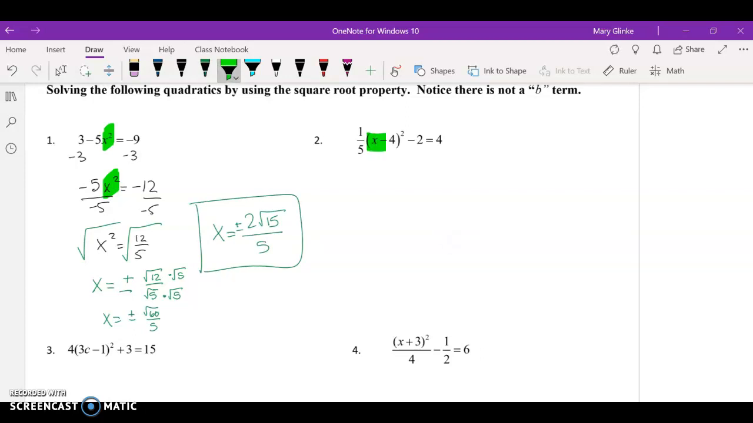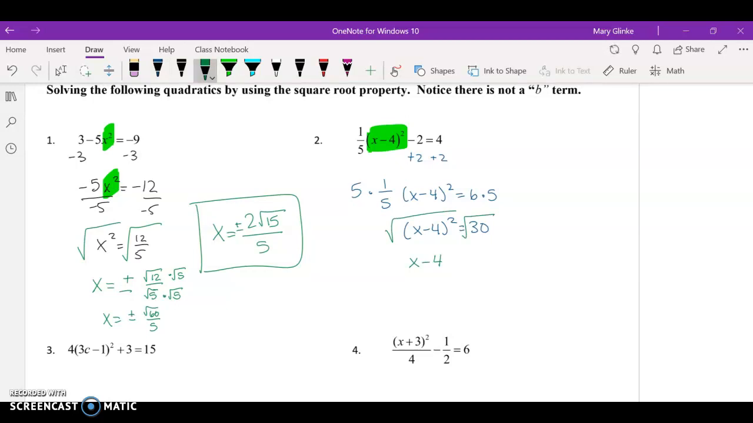For number 2, we're once again going to get the squared part by itself. So I'm going to move the 2 over, and I'm going to multiply by 5. Once the squared part is by itself, then we can go ahead and square root both sides.